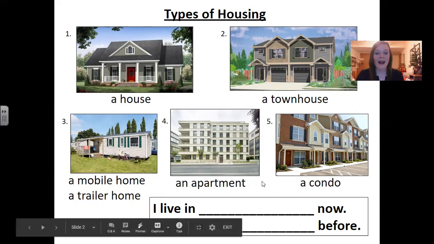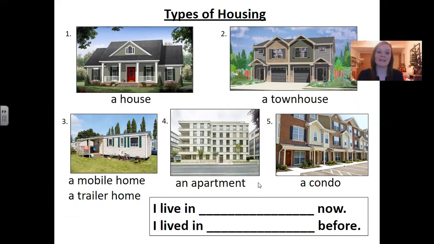And then we practiced present and past. We use I live for present, I lived for past. So for me, I live in a house now. I lived in an apartment before. What about you?